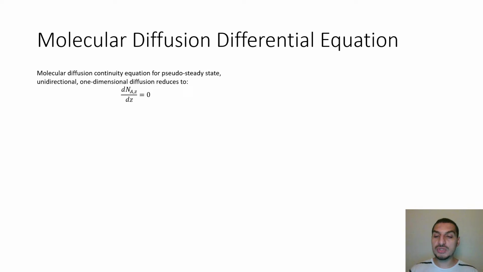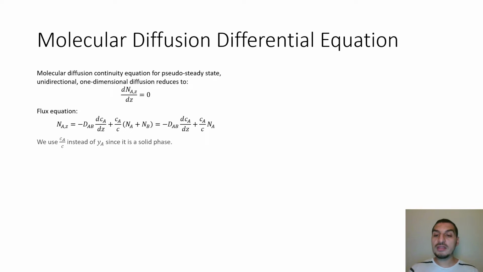So we'll start with the general equation, which is this, and then we get an expression for the flux. We have no diffusion of B because it's in the solid phase, it's unidirectional. And of course, keep in mind that this is X, we have CA over C because it's a solid phase. We mentioned earlier that Y is only for gas phase, X is for liquid and solid phase. So this is what we're using here, CA divided by C.